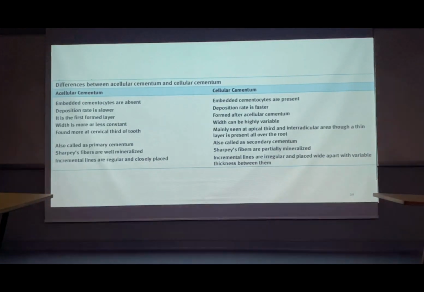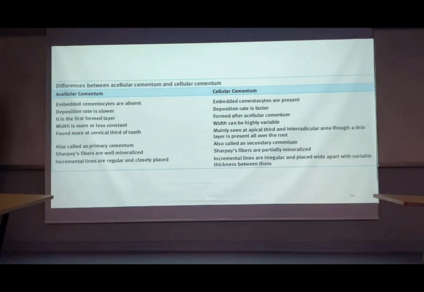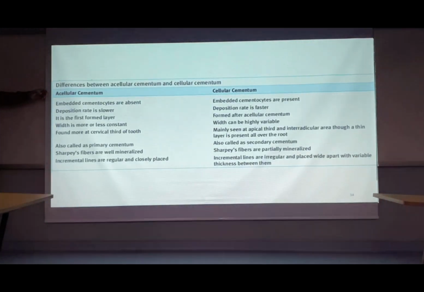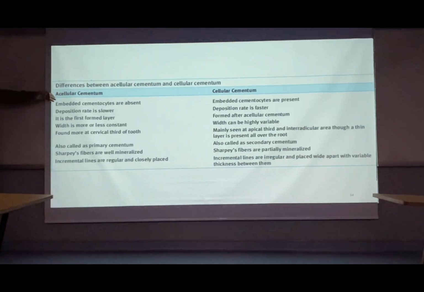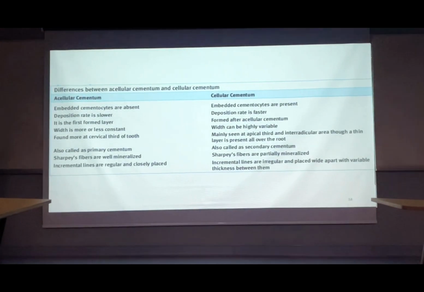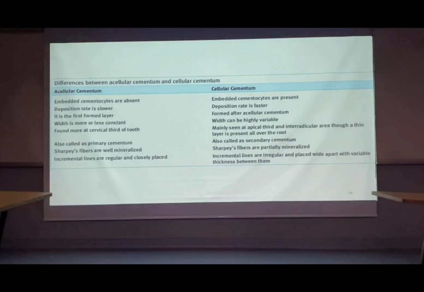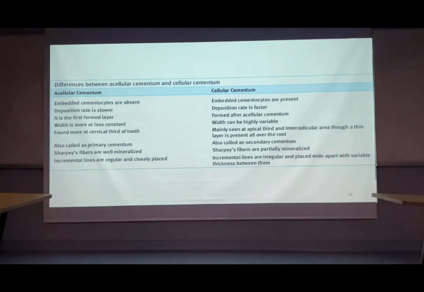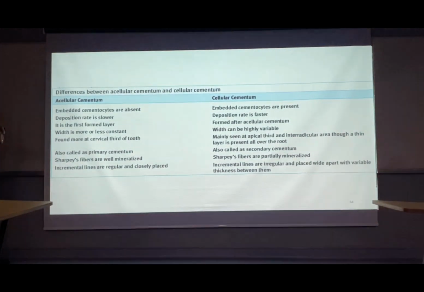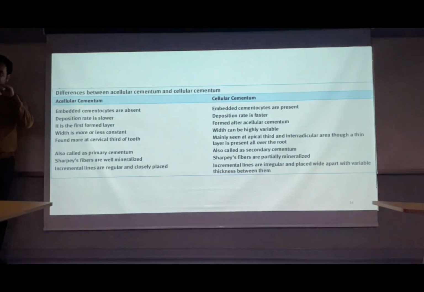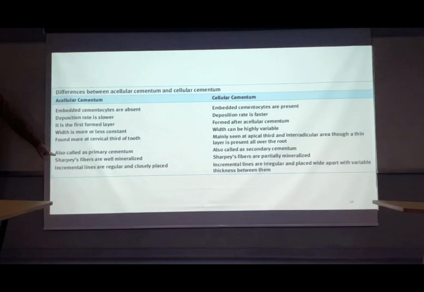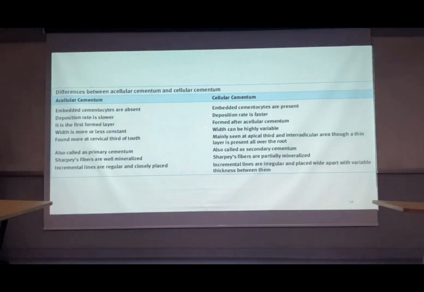Our acellular cementum is our first formed layer. Why? Remember the intermediate cementum? That cementum is our first formed layer and is related to acellular cementum. Cellular cementum is formed after acellular cementum. Acellular cementum has a more or less constant thickness and is found in the cervical side. But cellular cementum is generally found in the apical side, in the lower side of the tooth. This type of cementum is also called primary cementum. The other one is called secondary cementum.